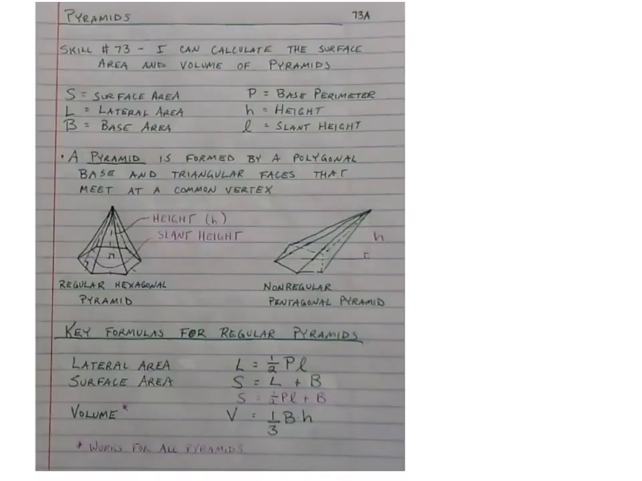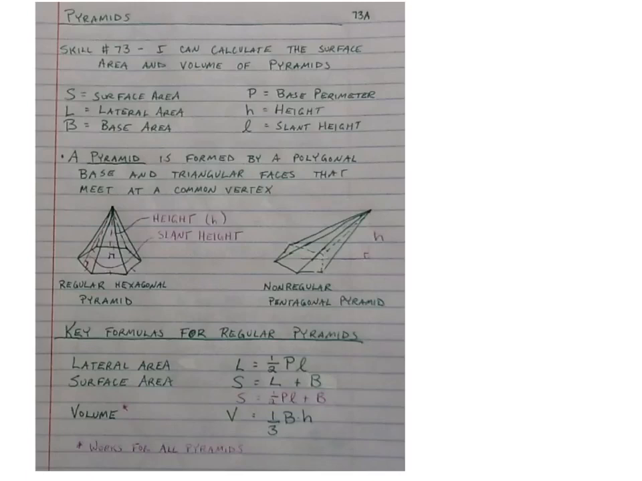Alright, so for this skill we have some of our common variables that we've been seeing: S for surface area, L for lateral area, B for base area, P for base perimeter, and H for height. A new one we haven't seen yet is the slant height. The slant height is the distance from the vertex of the pyramid down to one of the edges, and that's going to be a perpendicular distance.